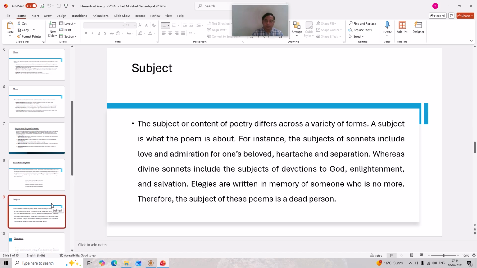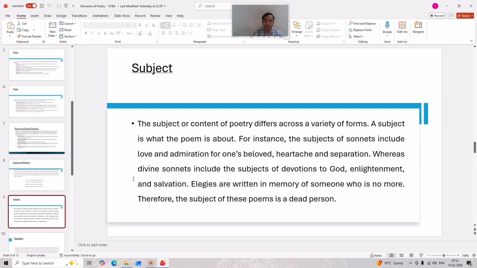The subject of the poem is one of the most important elements of poetry. It makes us understand what a poem is about, meaning what the topic of the poem is, and that makes us understand what could be the central idea of the poem, which we call the theme of the poem.